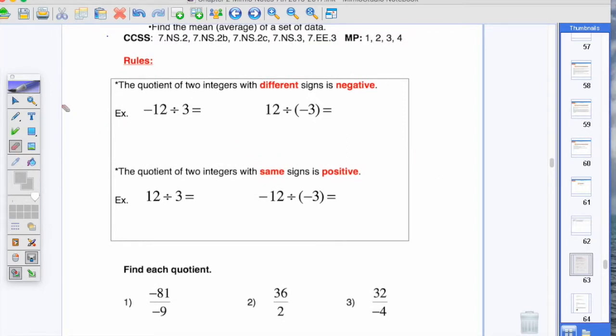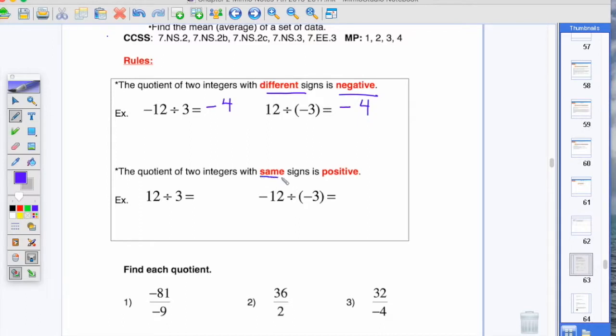So here are the rules. The rules are just like when we're multiplying two integers. The quotient of two integers with different signs is negative. So different signs, negative. In the first example, we have negative 12 divided by a negative 3. Different signs, negative answer, or an odd amount of negatives, and 12 divided by 3 is 4. 12 divided by negative 3, one negative, so your answer is negative, different signs, a positive and negative, and 12 divided by 3 is 4.